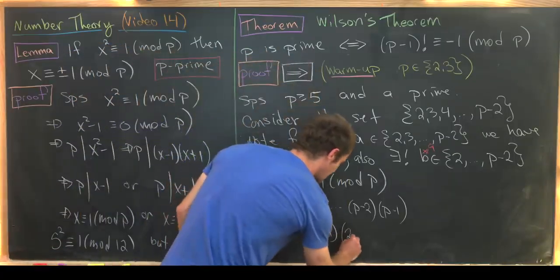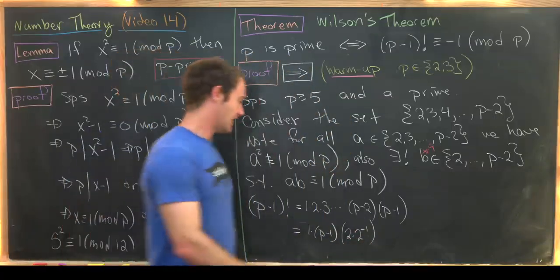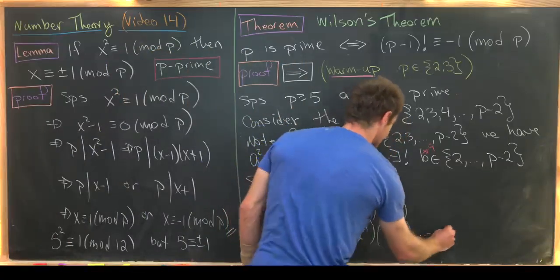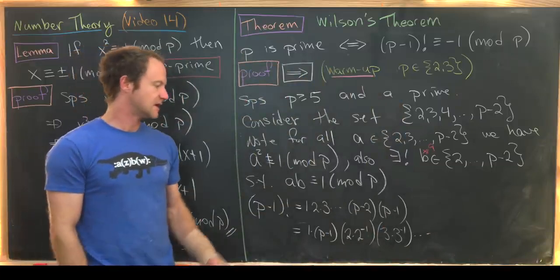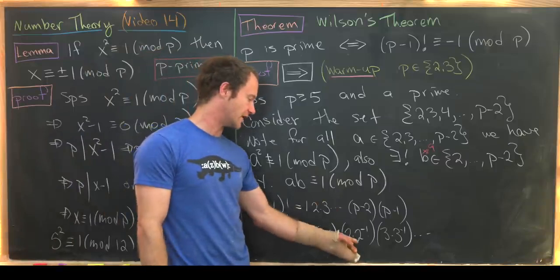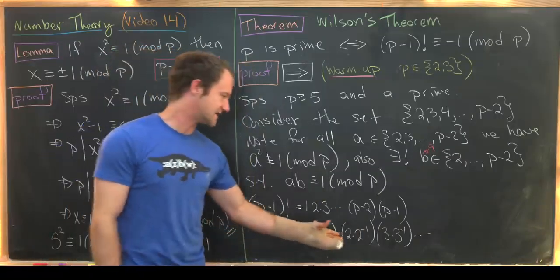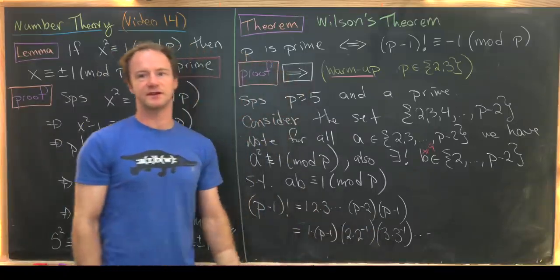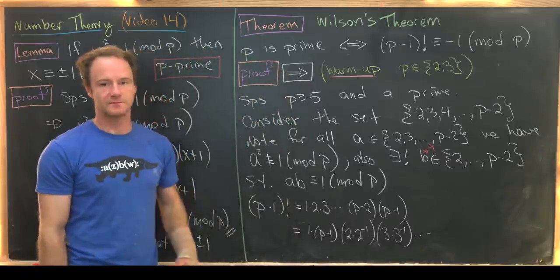And then next, we'll have 2 times 2 inverse. And then after that, we'll have 3 times 3 inverse. And then we'll continue until we run out of numbers. Now, I want to point out that this is a bit sloppy because a priori, we don't know that the inverse of 2 modulo p is not equal to 3. And so here we would be overcounting a little bit. But just keep that in mind as you're looking at this proof.